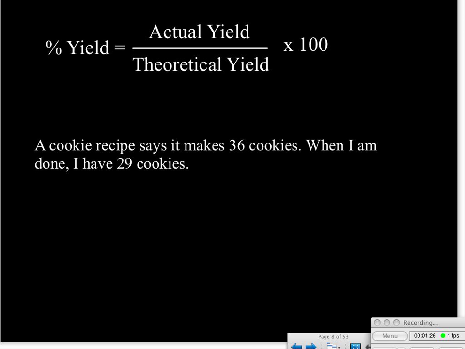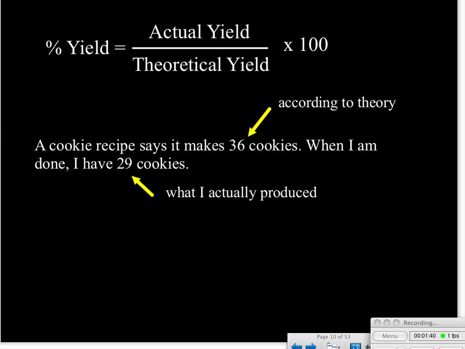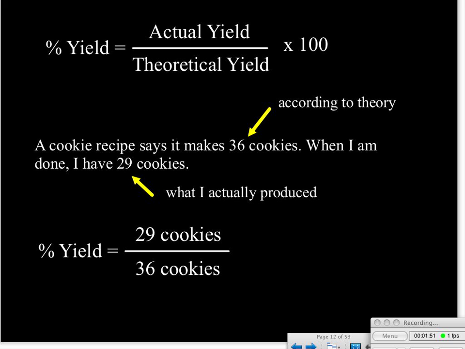And so oftentimes when I'm done, maybe I only get 29 cookies when I was supposed to get 36 cookies. Well, in this case, those 36 cookies, that's according to the theory, according to the recipe, that's how many I'm supposed to make. And the 29 cookies, that's what I actually produced. So I could put this into the percent yield formula and say, my actual yield of 29 cookies divided by my theoretical yield, what I was supposed to get, the 36 cookies, times 100 would give me an 81% yield. And now we're going to go ahead and apply these to chemical equations.